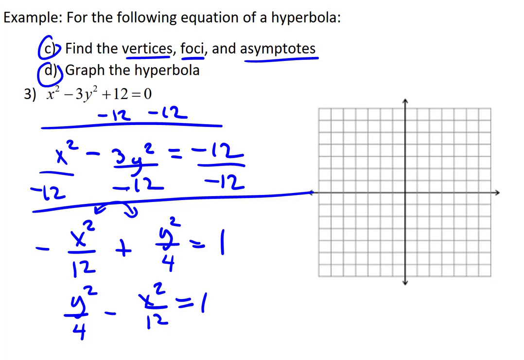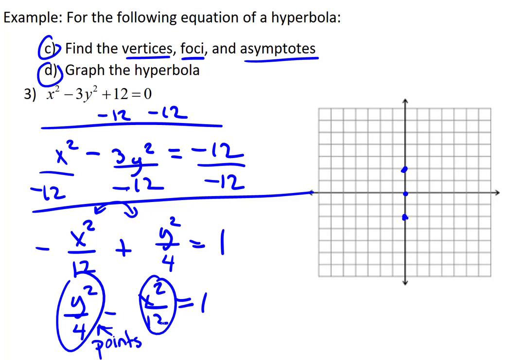Now let's understand a couple things. First of all, the y variable is first, which means that variable gets the points, or that axis gets the points. So to give the vertical axis, the y-axis, the points, I'm going to start from my center 0, 0, and go up and down the square root of the number under it, which is a 4. So I'm going to go up 2 and down 2 vertically and put some points at those places. Of course, these are going to end up being my vertices. Those are the points 0, 2 and 0, negative 2.